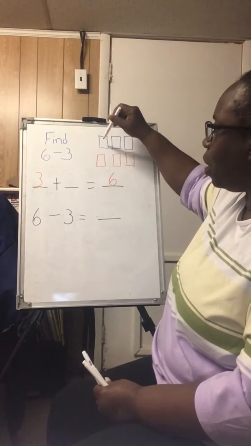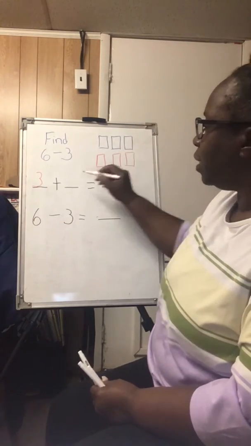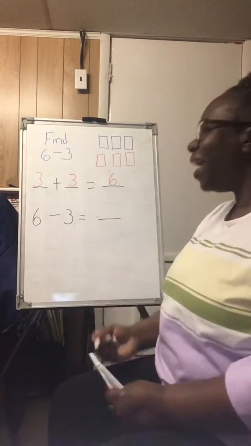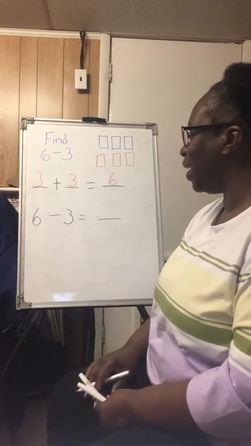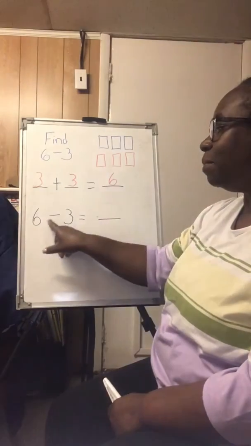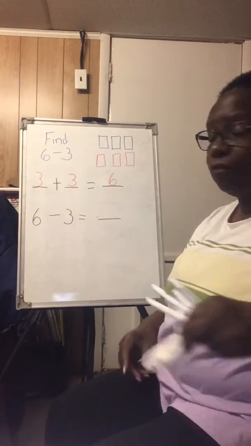So let's count them all. 1, 2, 3, 4, 5, 6. So this answer is going to be right, 3. Okay. Now we're doing our subtraction. 6 minus 3 equals what? Can you figure that one out?